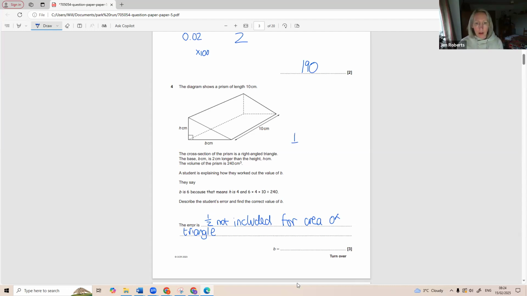So we know half base times height times 10 gives you 240. A couple of ways you could think about reversing this, rearranging this. I times both sides by 2 to get rid of this half. Times on the left-hand side by 2, just get rid of the half, and that becomes 480. Divide both sides by 10.